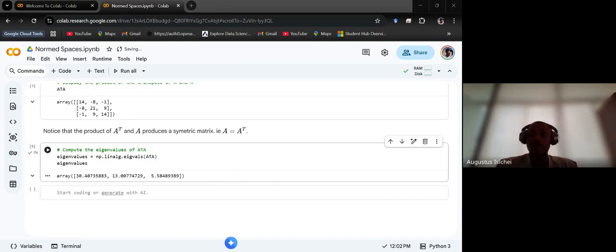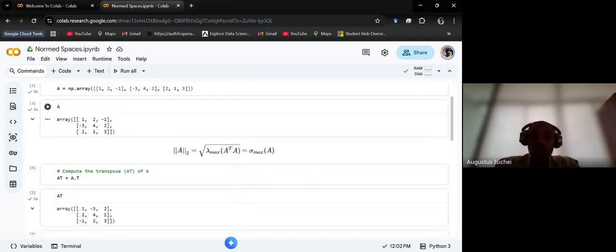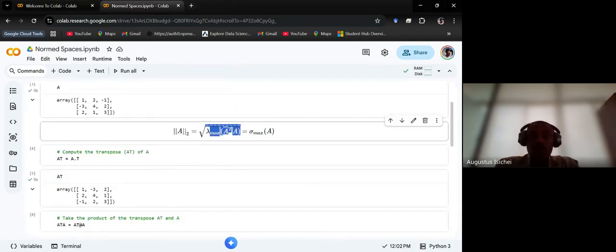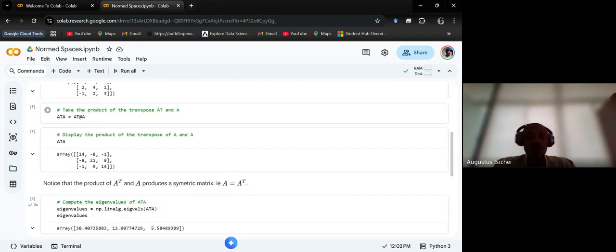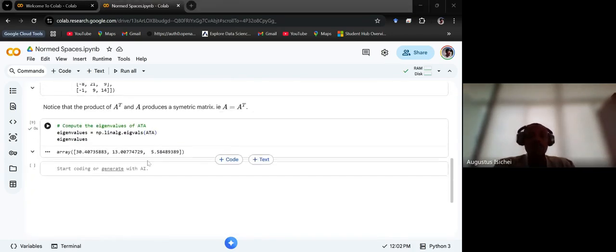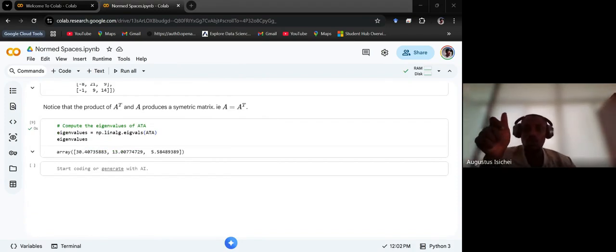Now, with these eigenvalues, what do we want to do? Remember the formula. What's the formula? The formula says we would have to compute the square root of the maximum of the eigenvalues of A transpose times A. So after computing the eigenvalues, you need to take the square root. So what we'll do now is say, give me the square root of the maximum of the eigenvalues.